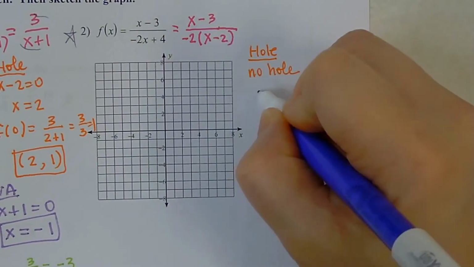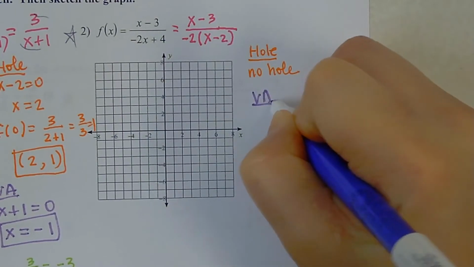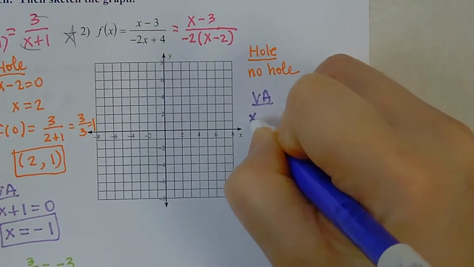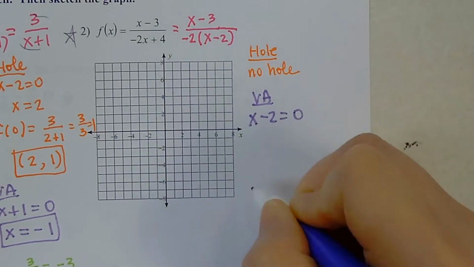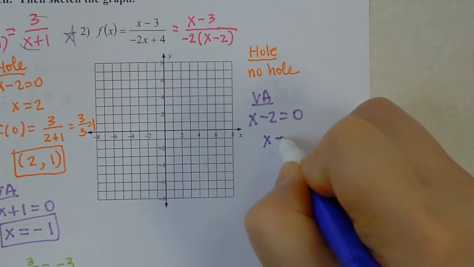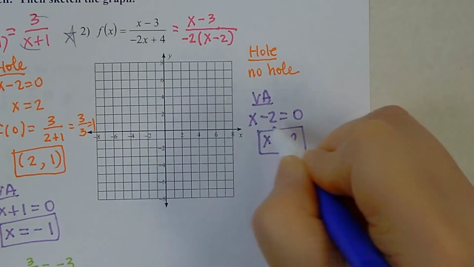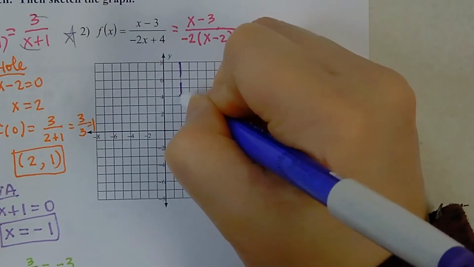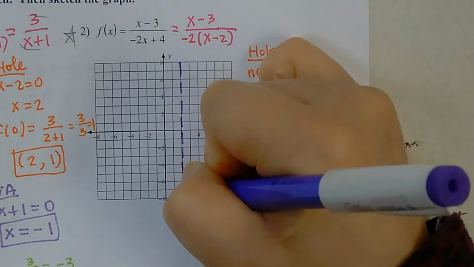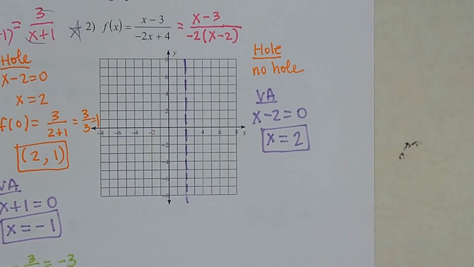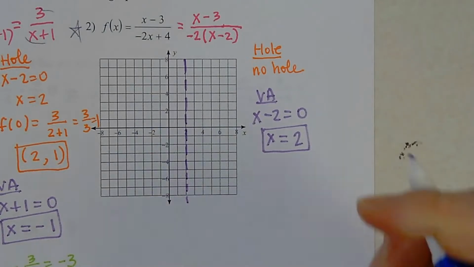So here we go. Vertical asymptote, x minus 2 is equal to 0, so that means x is equal to 2. It's 2 minus 2 is 0. I'm just going to draw the vertical asymptote right here at 2. All right, now we have the horizontal asymptote, which we made blue. I'm trying to keep the colors the same.